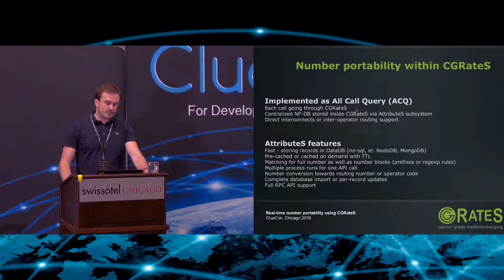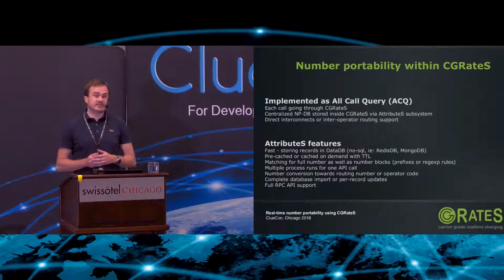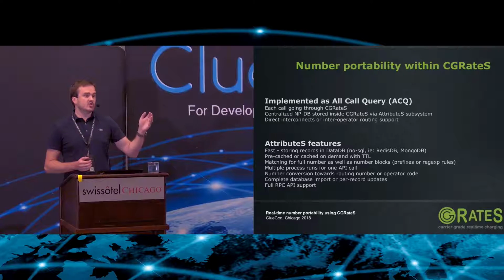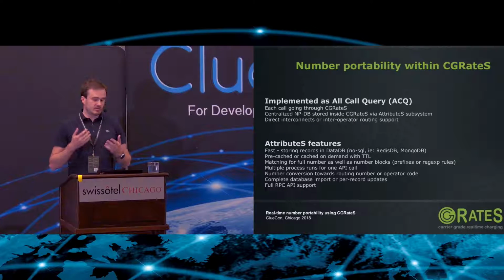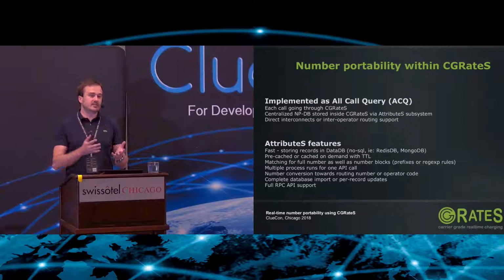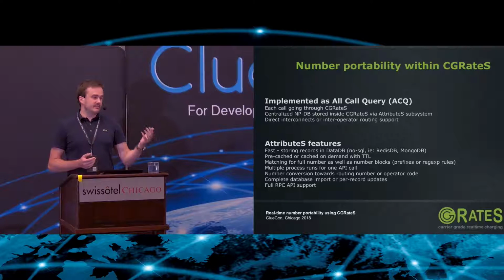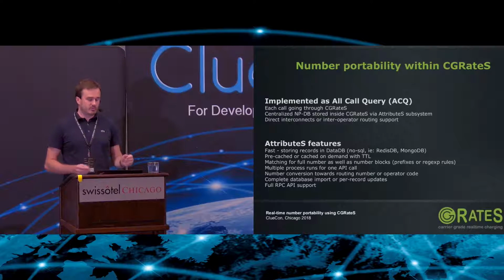Regarding number portability, you can do it via routing the traffic via direct interconnect. So you can have direct interconnect with the number owner, or we also support inter-operator routing. So each of your suppliers will publish their cost for specific termination numbers or carrier codes, because we also support identifying the operator code, and we support pricing based on operator codes as well.